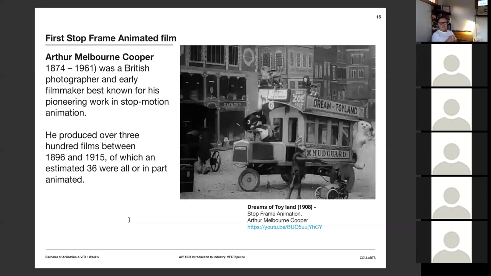And in 1908, he created this fantasy stop frame animation, and it's essentially a story of a boy who goes to a toy shop, and he's looking at all these toys. It's a silent movie, and he's, being a small boy, kind of excited about all of these small toys, and then his mother buys them for him. She's obviously wealthy.